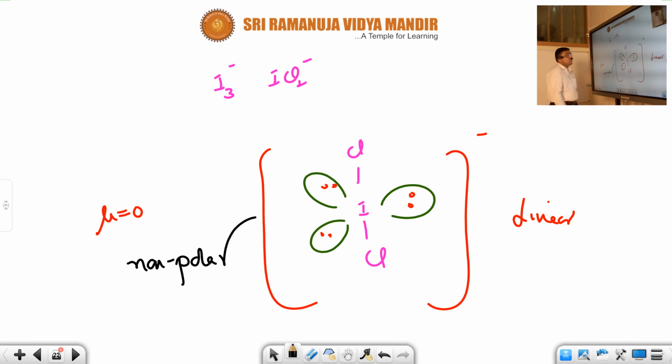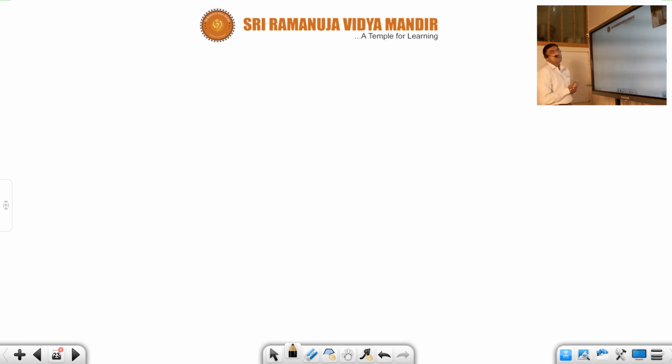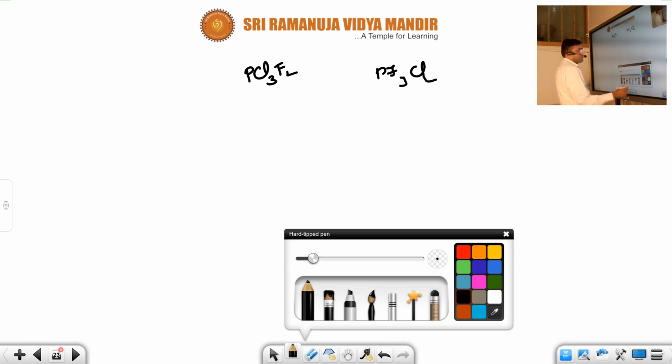Non-polar nature. Another example, XeF2. XeF2 also has a non-polar nature. This question has been asked in a previous examination. So I hope you are very clear about sp3d. Now students, the most rated concept I am going to explain, that is PCl3F2 and PF3Cl2. These two systems we will work out now. This question is a very rated one.